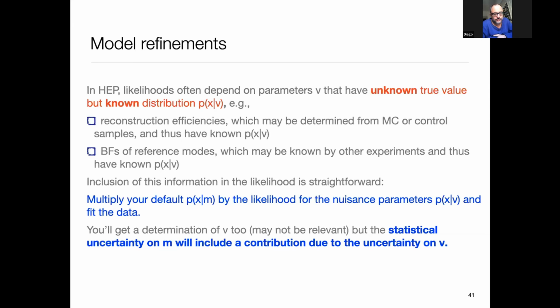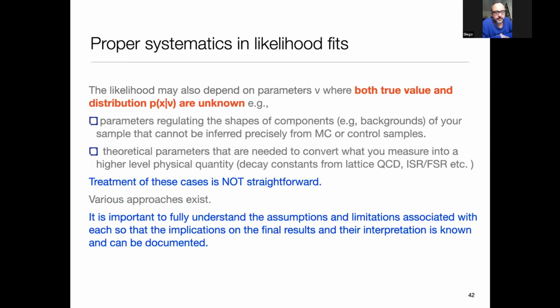And then there are cases where actually the probability is unknown. You do not know how your data depend on nu. You do not know P of X given nu, okay? And this can be many cases. They can be shape parameters of your model, can be theoretical parameters that do not have a distribution, etc. And the treatment of this case is not straightforward.